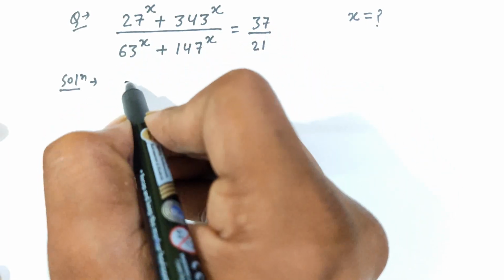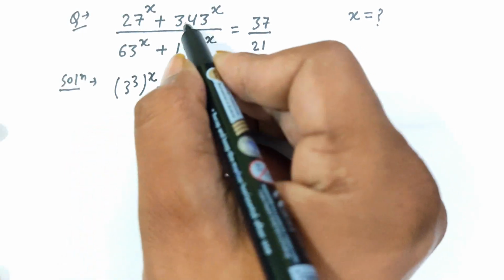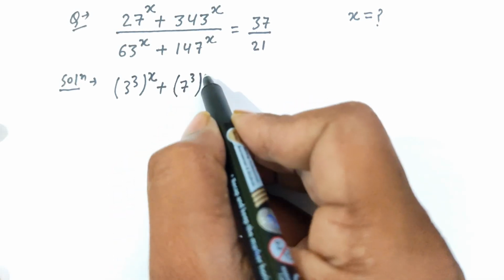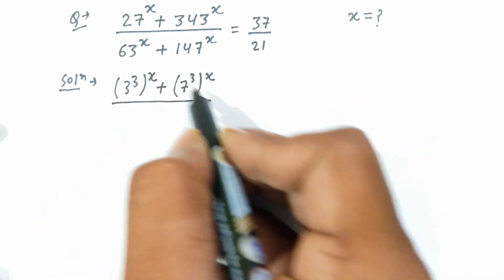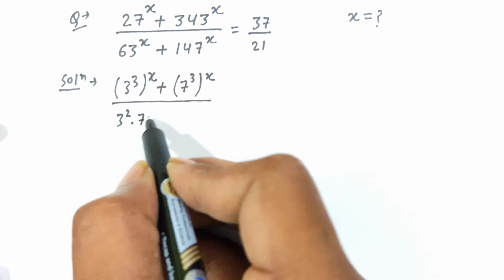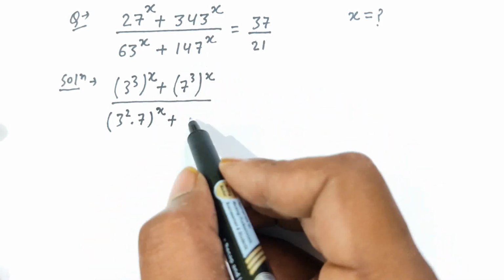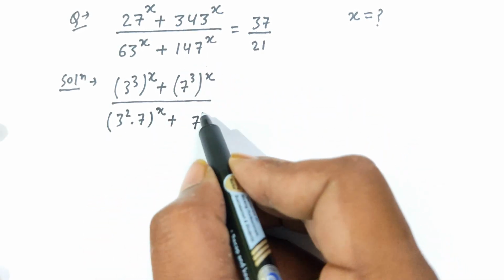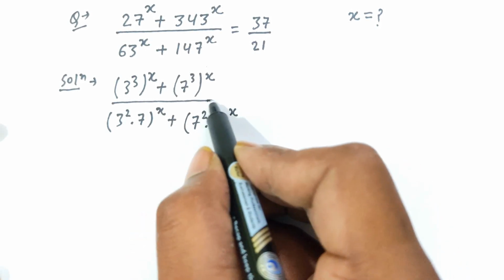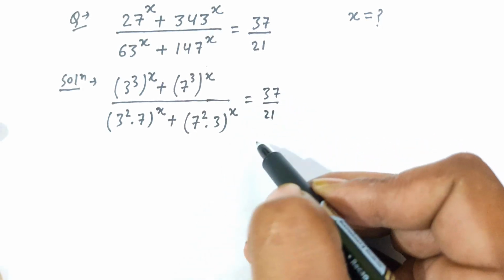Here, this 27 is same as 3 power 3 bracket power x plus, and 343 is same as 7 power 3 bracket power x, and divided by 63 is same as 3 power 2 times 7 bracket power x plus 147 is same as 7 power 2 times 3 bracket power x, and this is equal to 37 divided by 21.